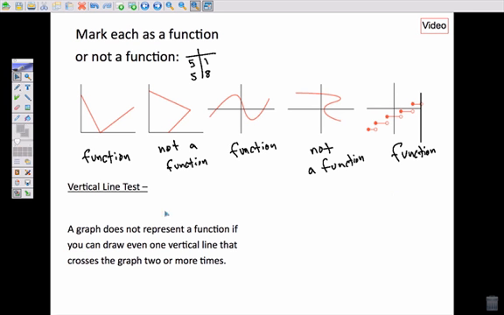The vertical line test in words: a graph does not represent a function if you can draw one vertical line that crosses the graph 2 or more times. So right here we can draw a line that crosses the graph 2 or more times. So that is not a function.